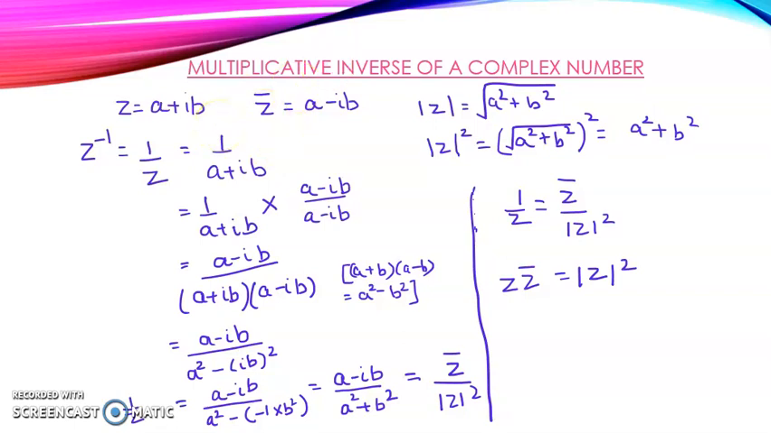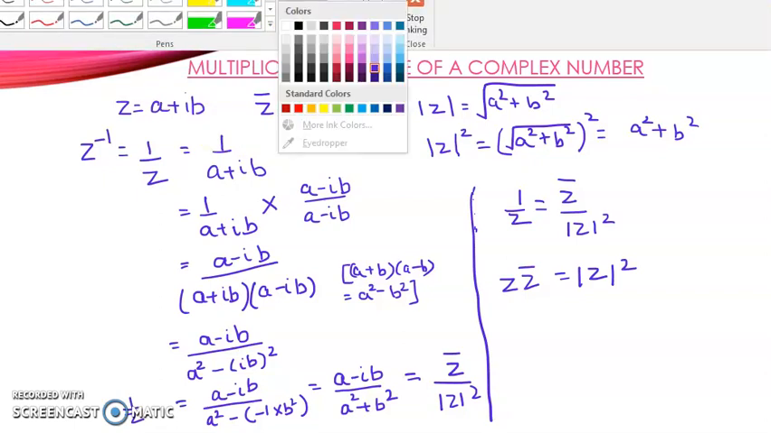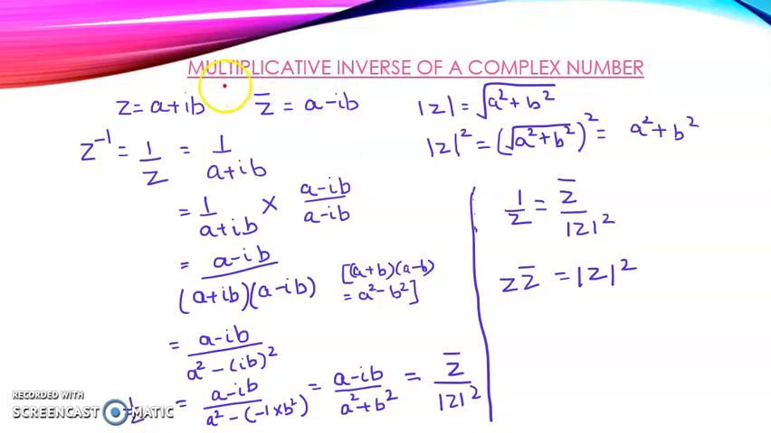I'll repeat from the beginning. I'll change the marker so it will be easy to differentiate. Okay, so now understand carefully. I'm repeating again. We are studying multiplicative inverse of a complex number. Let the complex number be z is equal to a plus ib. So what is conjugate of z? A minus ib. Studied in previous video, I had explained all this, students. What is modulus of z? Square root of the square of the real part plus square of the imaginary part. Clear? So if I take mod z square, if I do squaring on both sides, this square root will be removed. So what will be left? A square plus b square.